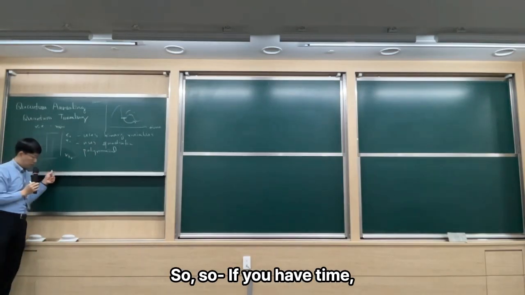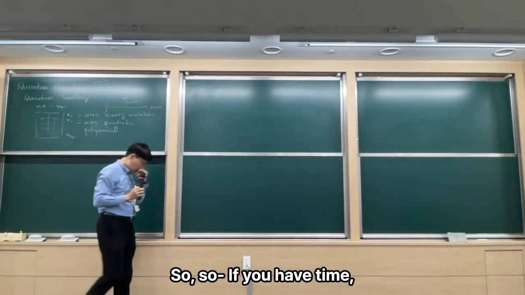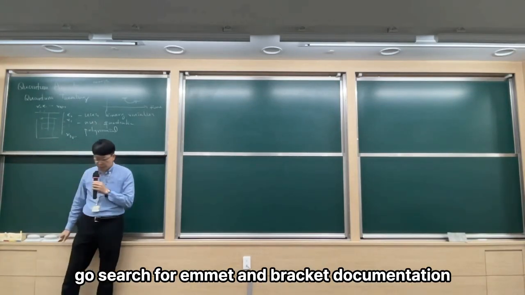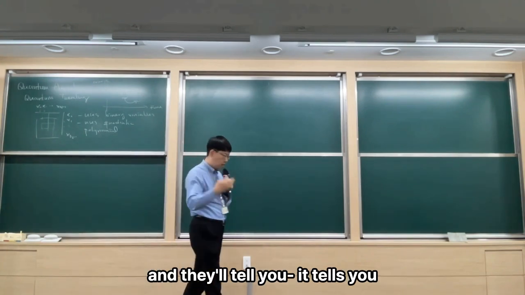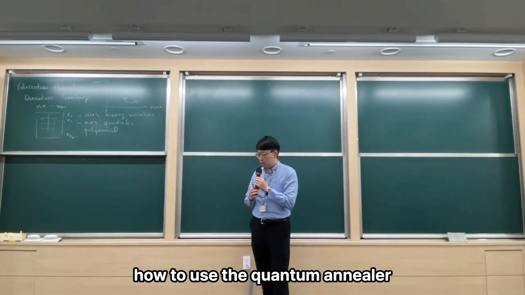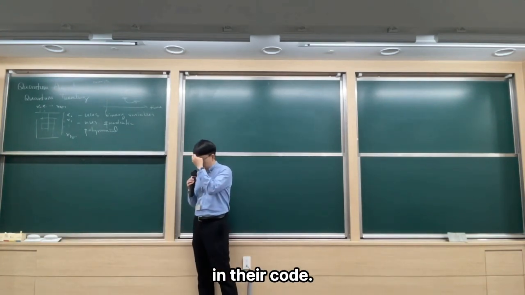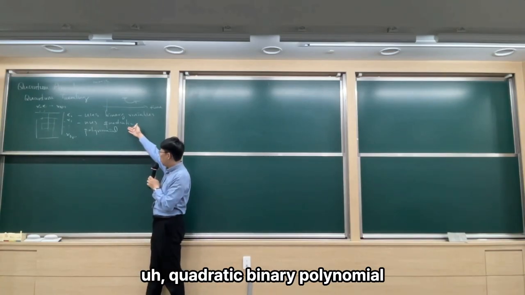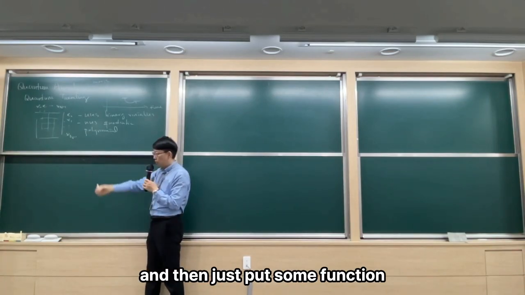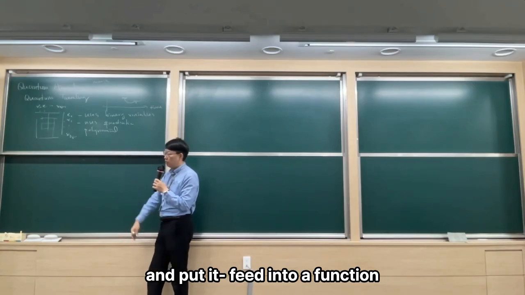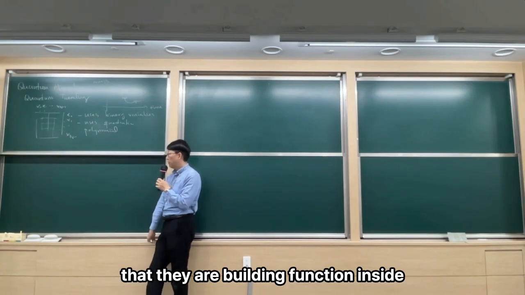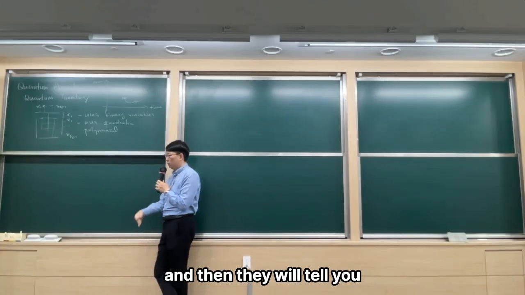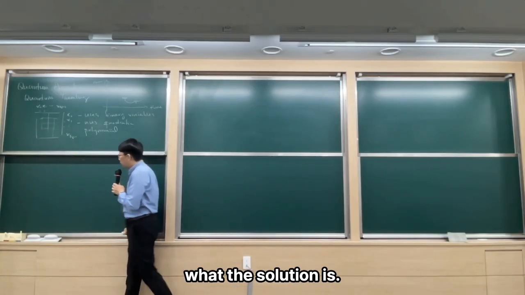So if you have time, go search for the Amazon Braket documentation, and it tells you how to use the quantum annealer in their code. All you need to do is set up the quadratic binary polynomial, feed it into their built-in function inside their package, and then just run, and they will tell you what the solution is.